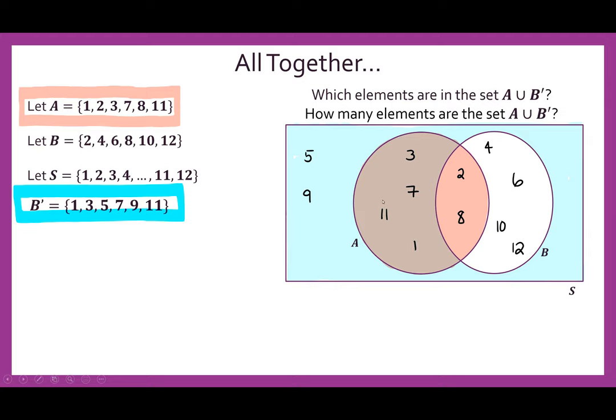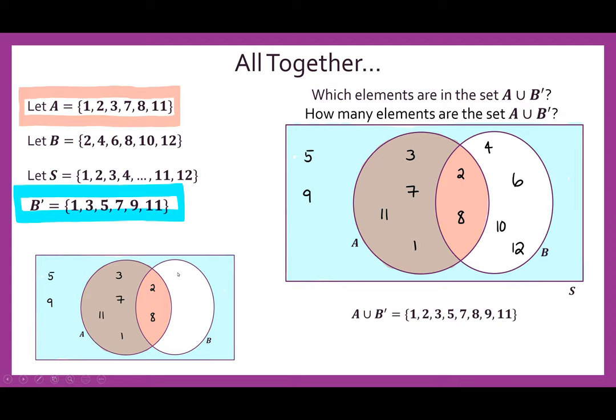And because I'm taking the union this time, I don't need just the place where they both got shaded. I'm going to take anywhere that there is shading, because if I'm shaded here, I'm in A. If I'm shaded here, I'm in A and B prime. And if I'm shaded here, then I'm just in B prime. And all three of those constitute being in the union. So A union B prime looks like this.